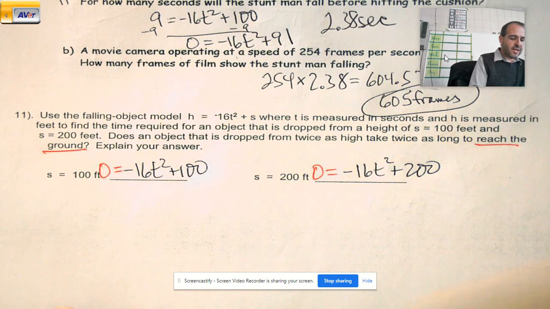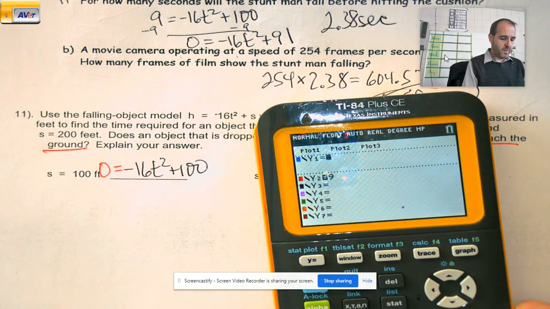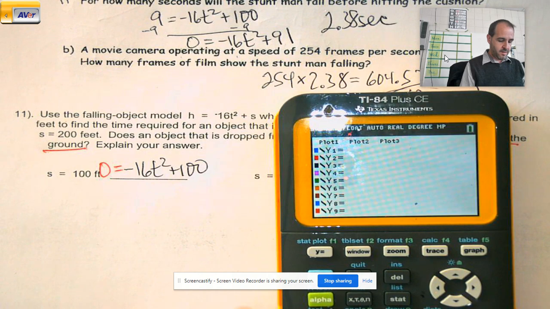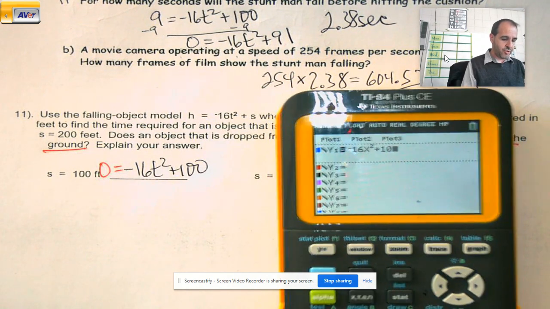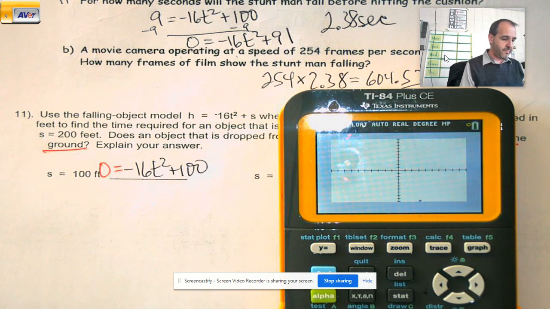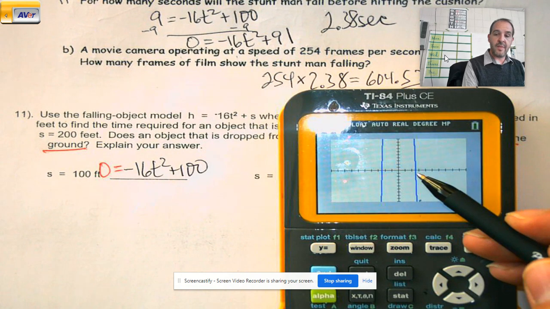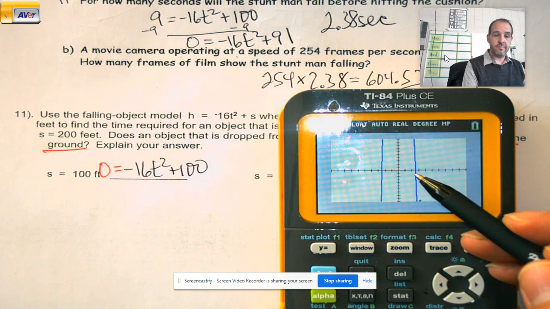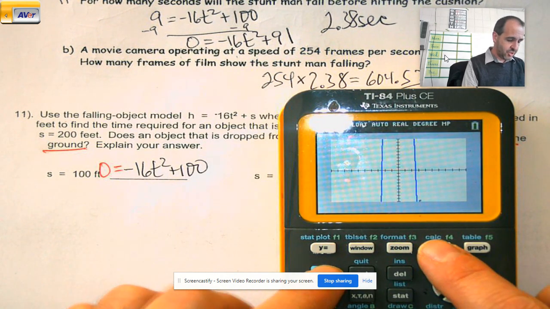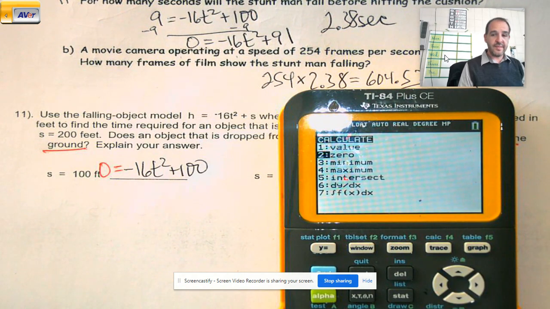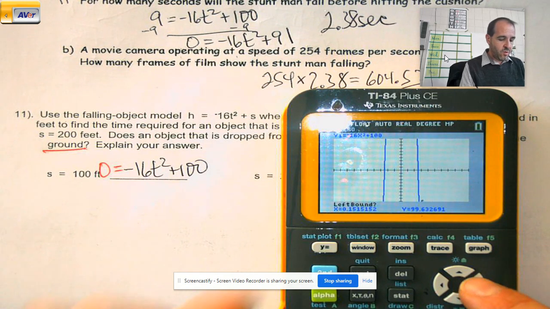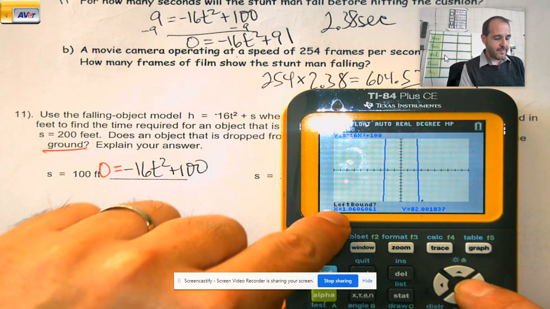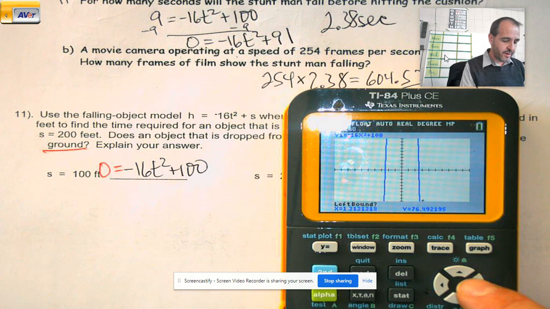So let's check this out. Clear everything else out of here. Negative 16x squared plus 100. Okay, we'll graph. Up and down. Okay, there's what I'm looking for. So again, second trace, up to 0. That's our intercept. Again, we're going to notice, okay, my x is about 1. It looks like it's between 2 and 3, so I'll keep going.